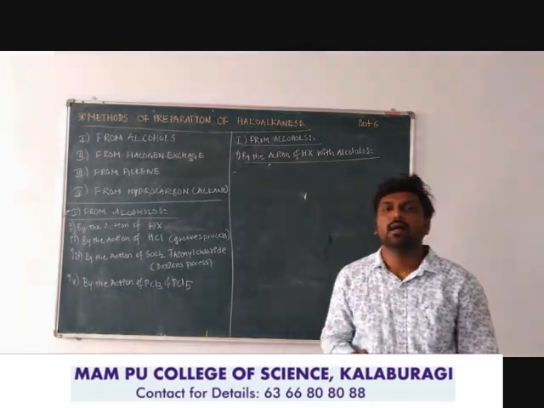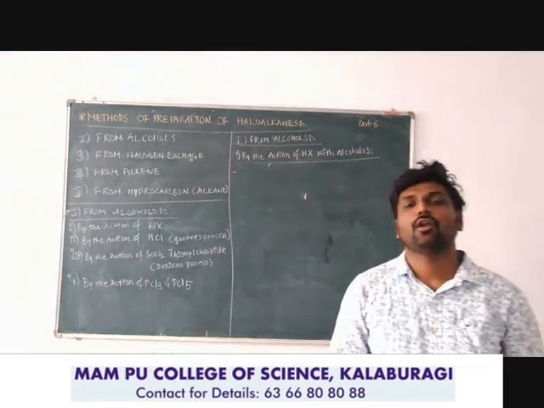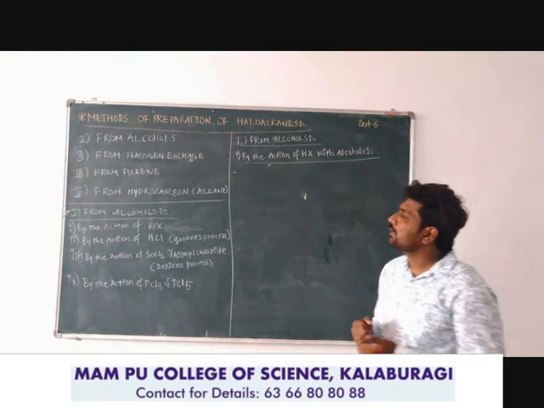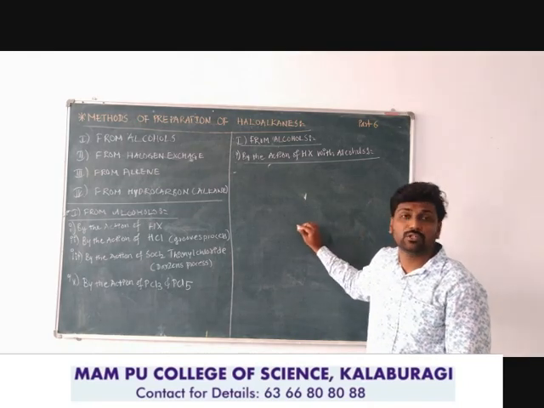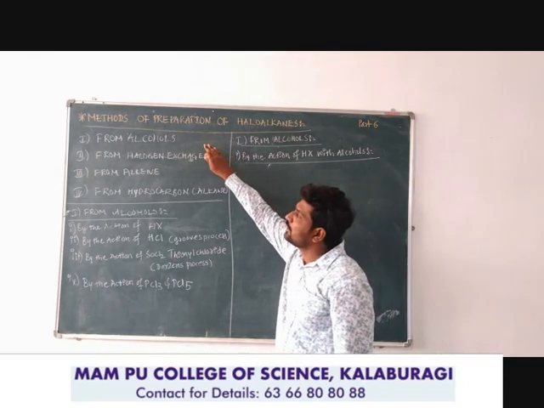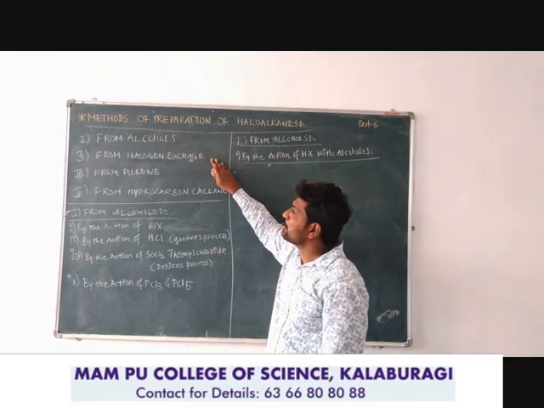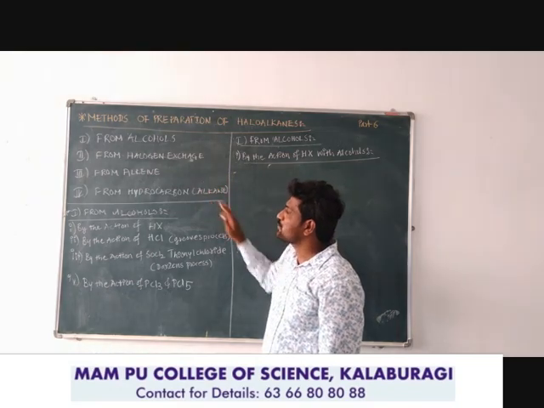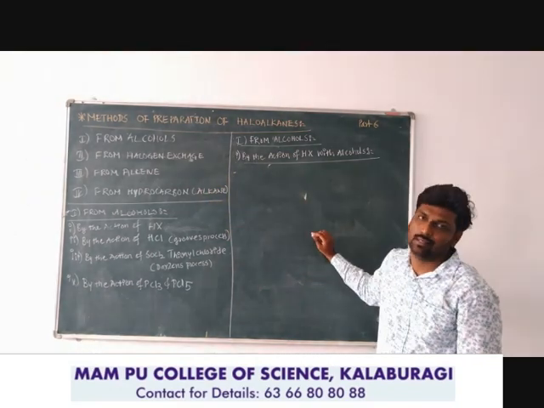Haloalkanes classification and nomenclature we already went through in the previous classes, and here there are four major methods for the preparations of haloalkanes. First method is from alcohol, second is from halogen exchange, third method is from alkene, and last one is from hydrocarbon, that is alkanes.